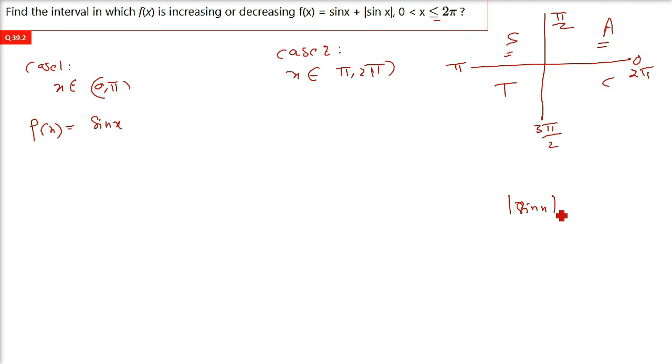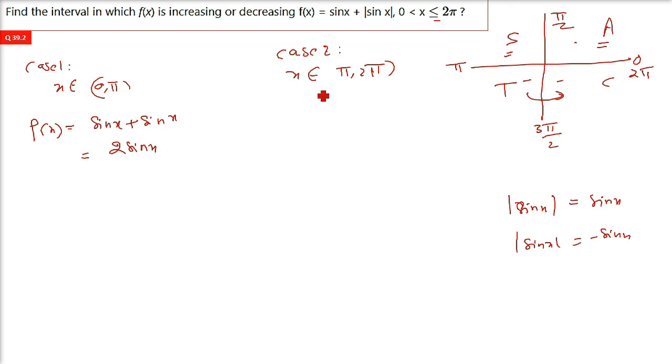So what is modulus of sin x? I told you between 0 and pi it is going to be positive sin x. But between pi and 2 pi, it is going to be negative sin x. I hope you got the idea. So when we are talking about 0 to pi, we will take sin x only. Modulus of sin x will be sin x only. So it will be 2 sin x.